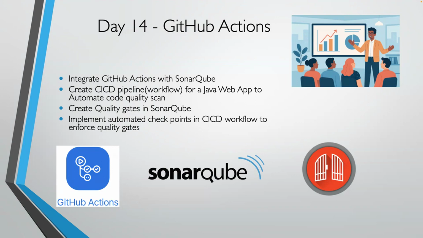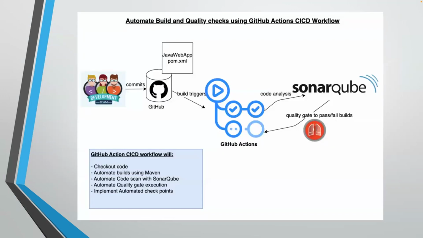As part of today's lecture, we are going to integrate SonarQube with GitHub Actions in order to automate code quality scan. And we will also create quality gates in SonarQube, and then implement automated checkpoints in the CI/CD workflow in order to enforce quality gates. So before we get started, let's try to understand the workflow.